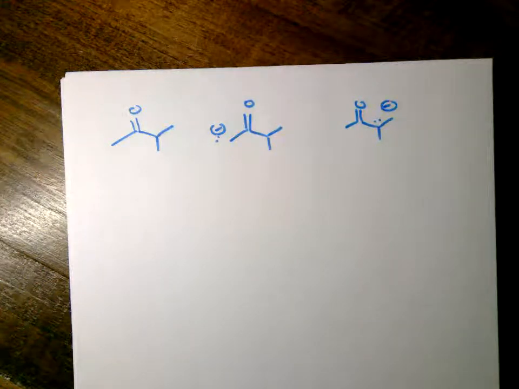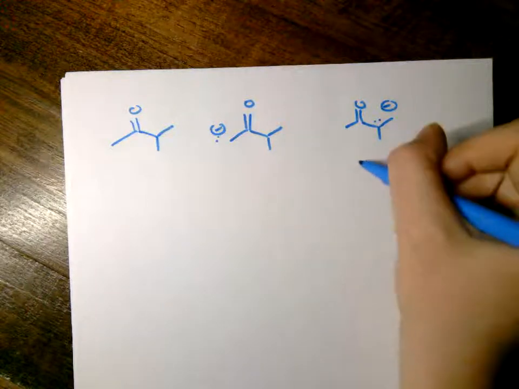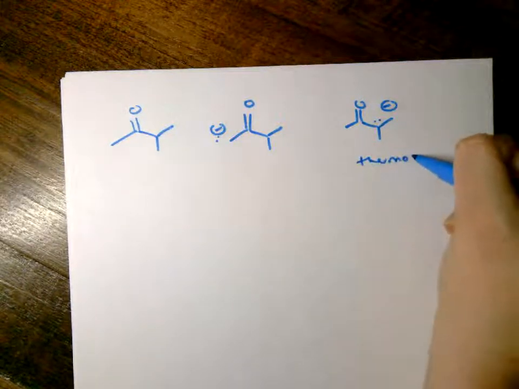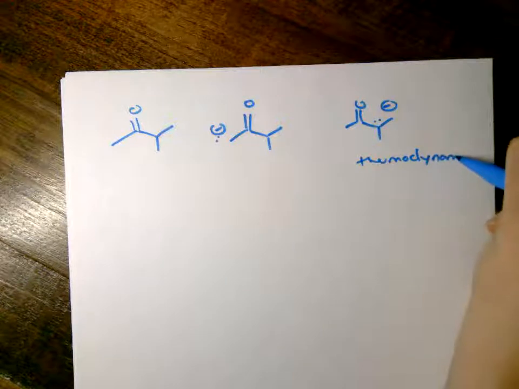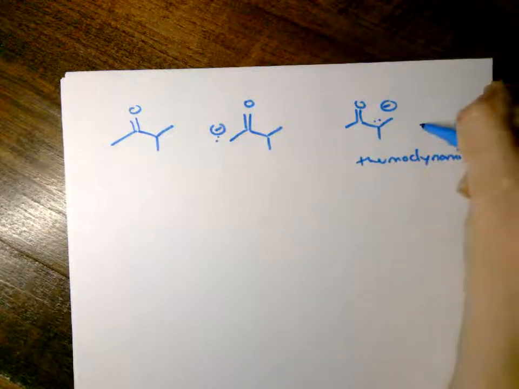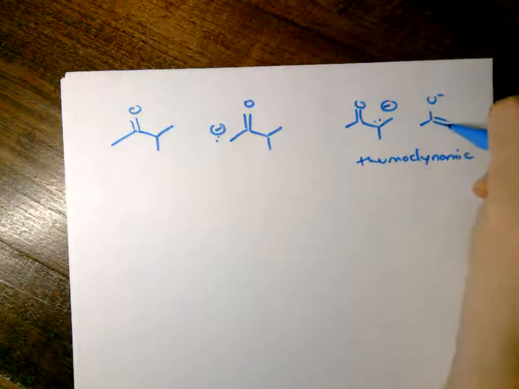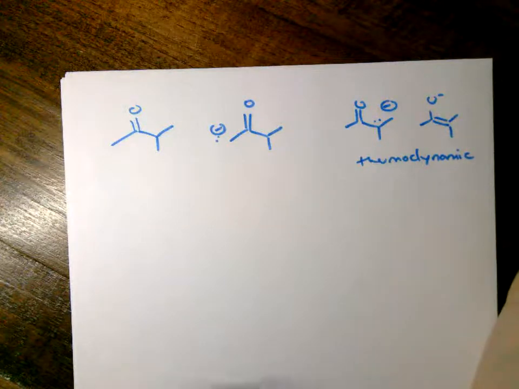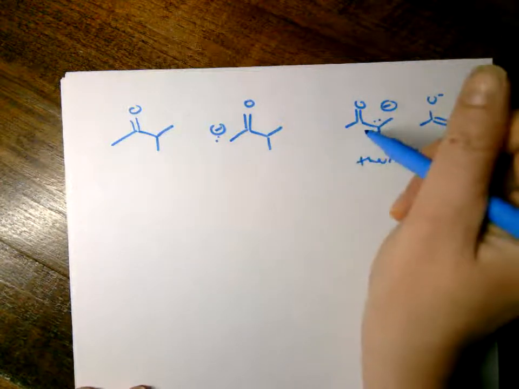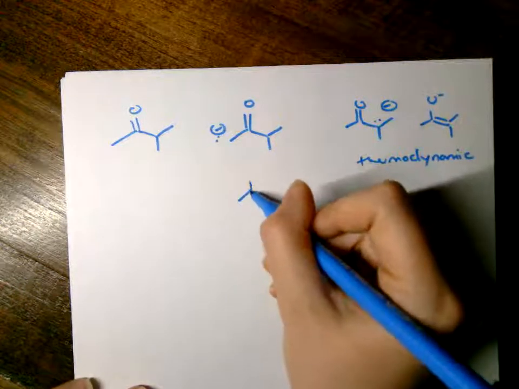One is thermodynamic and one is kinetic. So the thermodynamic is the one that's more stable. So this is actually the thermodynamic one, the more substituted side. Because if you think about the double bond that's there, a more substituted double bond is more stable than over here.